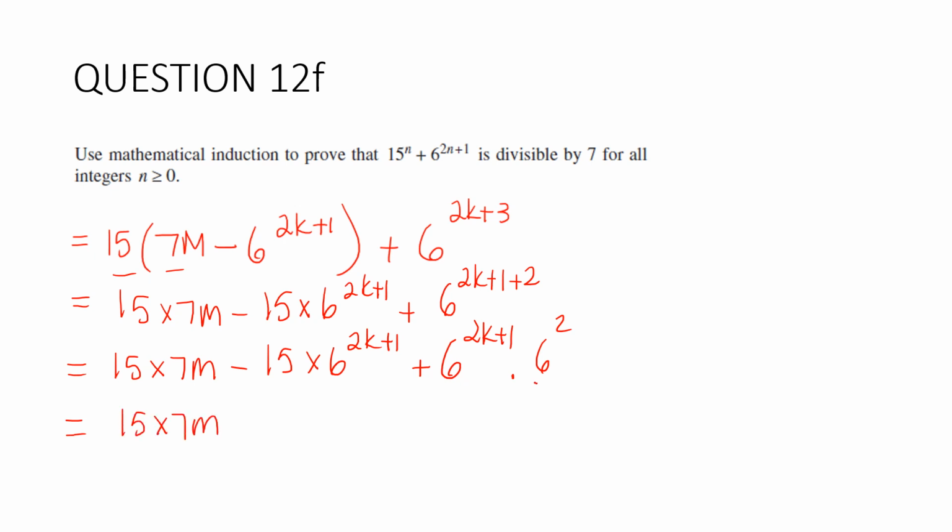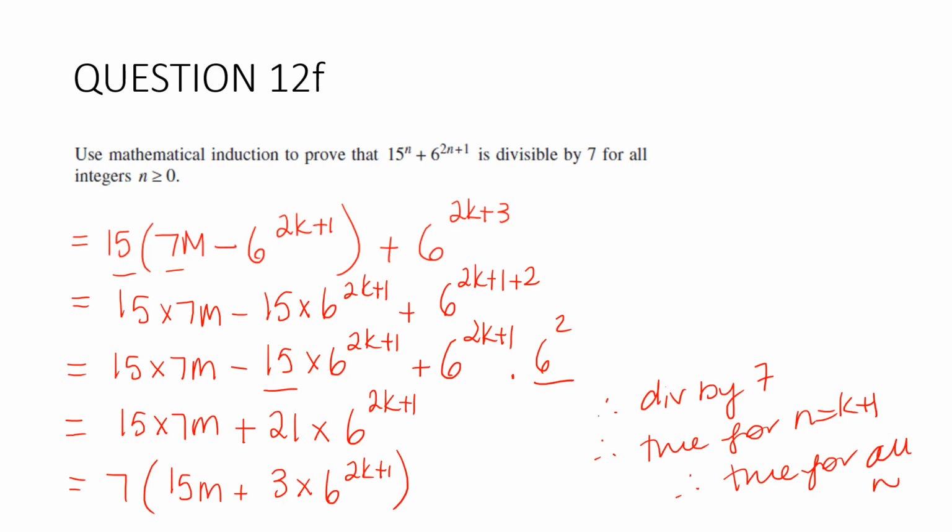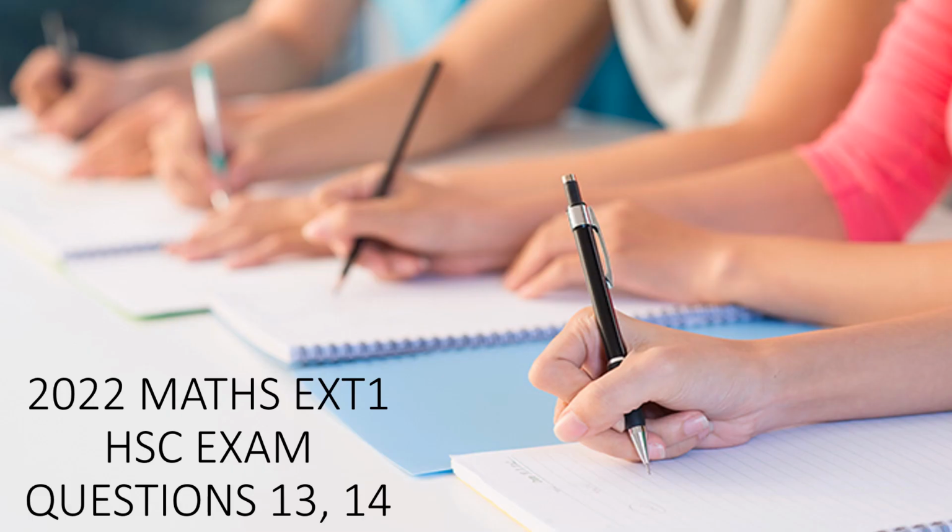What have we got here? 36 take away 15, that's 21. And we can see a common factor there of 7. Therefore, divisible by 7. Therefore, true for n equals k plus 1. Therefore, by the principle of mathematical induction, true for all n. Okay, that's it. In our next video, we're going to look at questions 13 and 14.